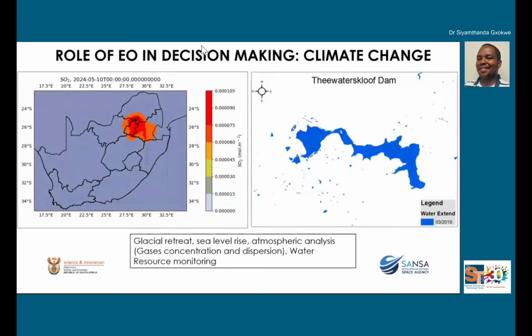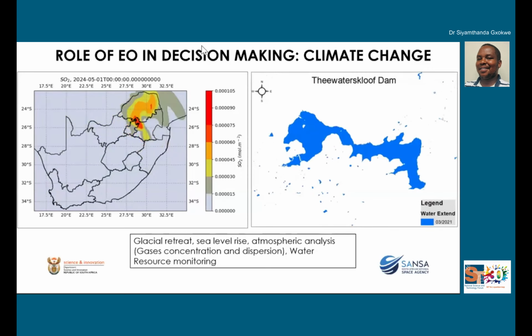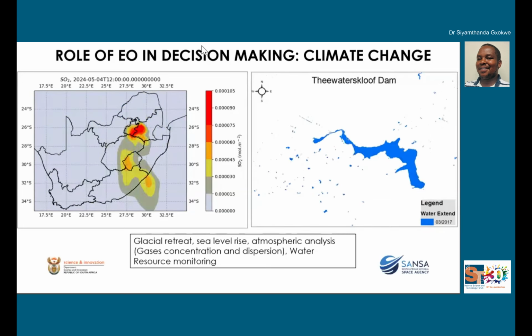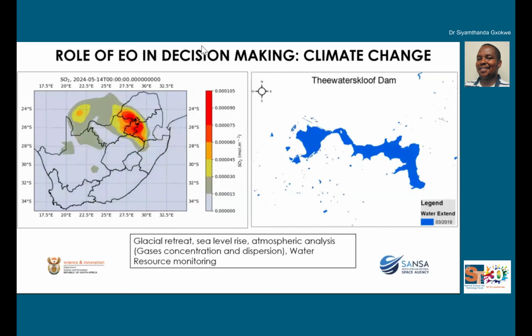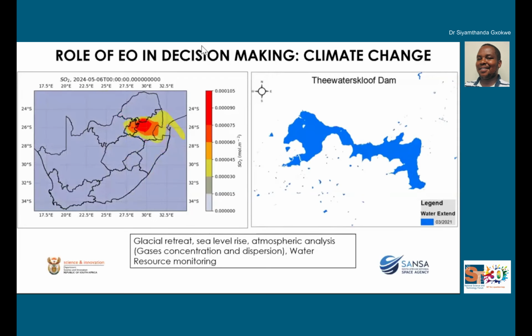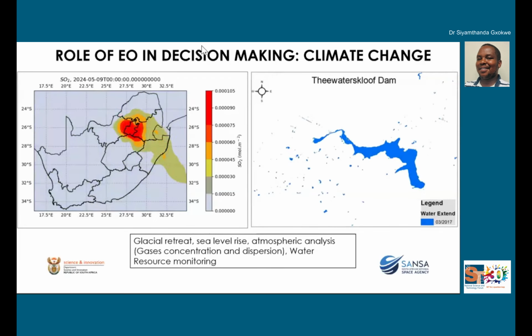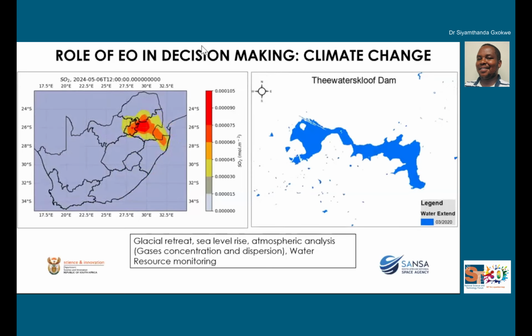So we use such data to build these systems so that we can see the concentration of different gases within the atmosphere, and how they are getting dispersed, and how that informs climate change and other things, so that we can put in targeted interventions and look at what solutions we can put in place to manage those.